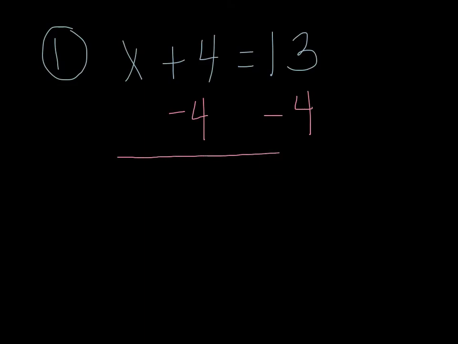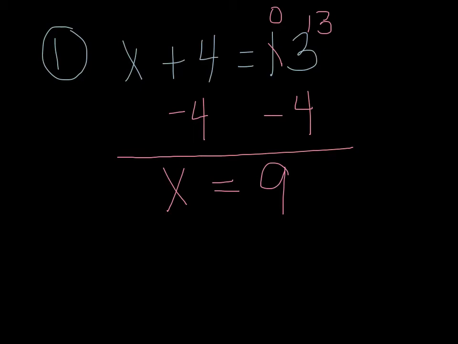I'm going to draw a new bar to show what the equation will now look like. My goal here is to isolate x, so I'm trying to get x completely on its own. x plus 4 equals 13. To isolate x, I had to take away 4 on both sides. Now I need to do 13 minus 4. Thirteen minus 4 is 9.